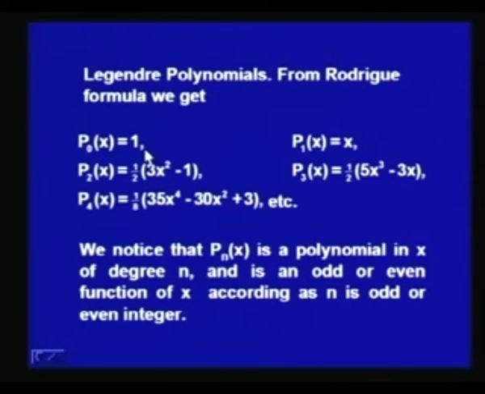We can see here that when n is odd, that is n is equal to 1 or 3, we have P1(x) equal to x, which is an odd function, P3(x) is equal to 1/2 (5x³ − 3x), which is again an odd function, and so on. P5(x) also is an odd function, and so on, while P0, P2, P4 they are all even functions. So, Pn(x) is an odd or even function of x according as n is an odd or even integer.